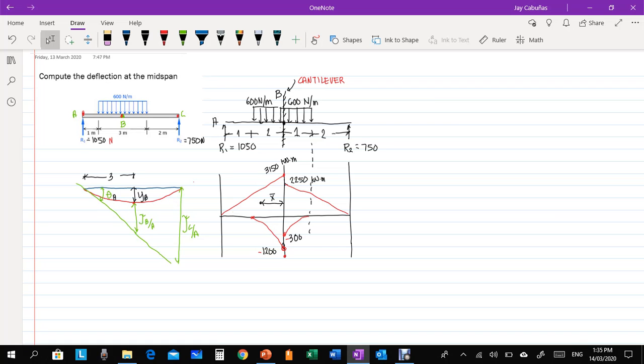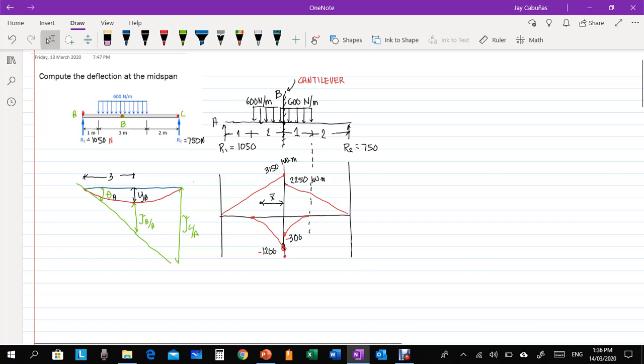Okay, so let's continue our discussion about the moment area method, or computing of deflection by the moment area method. So I have here an example of a beam. We solved this last time in the double integration method, so we already have an answer to this. We have a simply supported beam.